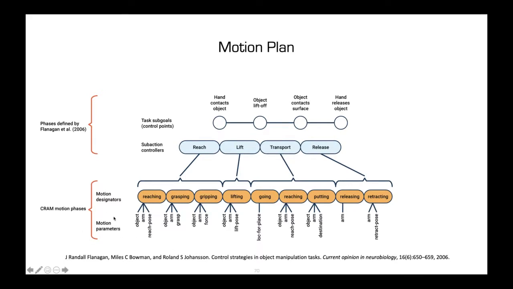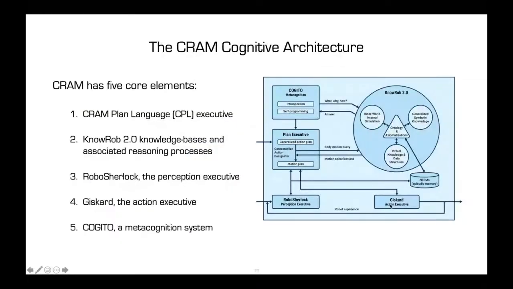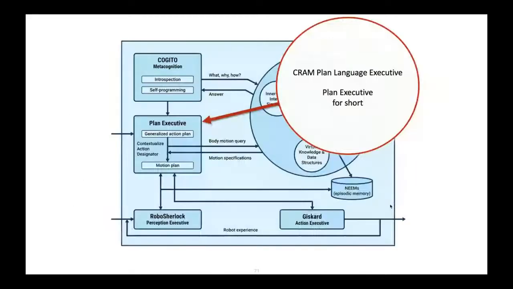What we're after here are the values of these motion parameters, which when provided to the action executor will allow the action to be carried out successfully. So a quick overview then of the structure of CRAM. It's got 5 different components, and I'll walk you through them.